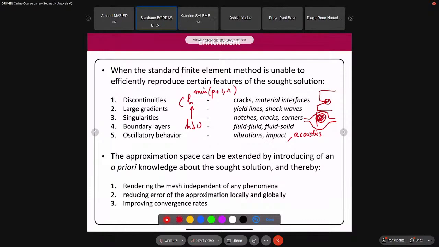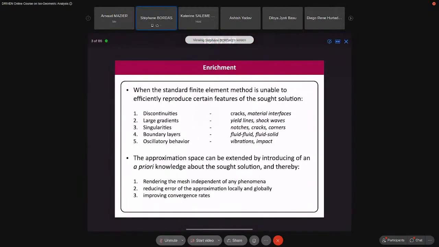Okay, so what else can we do? So let's say that we try to refine as much as we want, but we actually want to get rid of this mesh because it is difficult, it's messy. So we say, okay, we want something a little bit more elegant. So what can we do? And this is the idea of enrichment based on partition of unity. The idea is, again, to make the mesh independent of any phenomena that we want to look at. And then we want to improve the convergence rate.